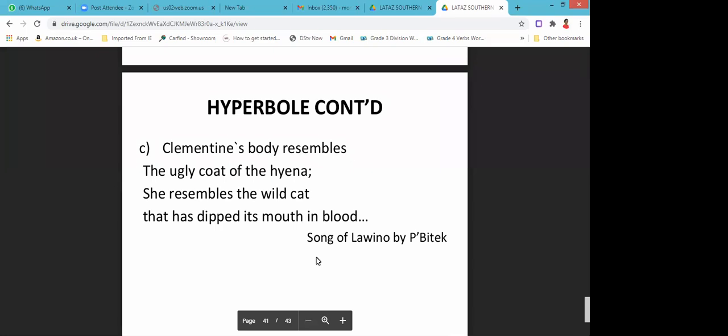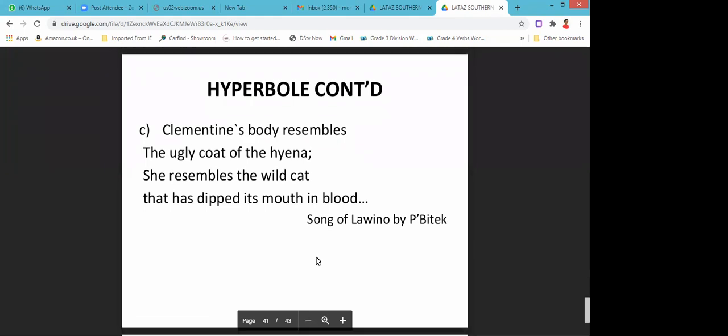Hyperbole, another example we have is Clementine's body resembles the ugly coat of the hyena. She resembles a wild cat that has dipped its mouth in blood. Again, remember, this is the girlfriend to Lawino's husband, so she's not going to be kind since she is one of the reasons why Oko doesn't hug or hold her hand anymore. So she's trying to exaggerate, but at the same time communicate how she feels about this other woman.